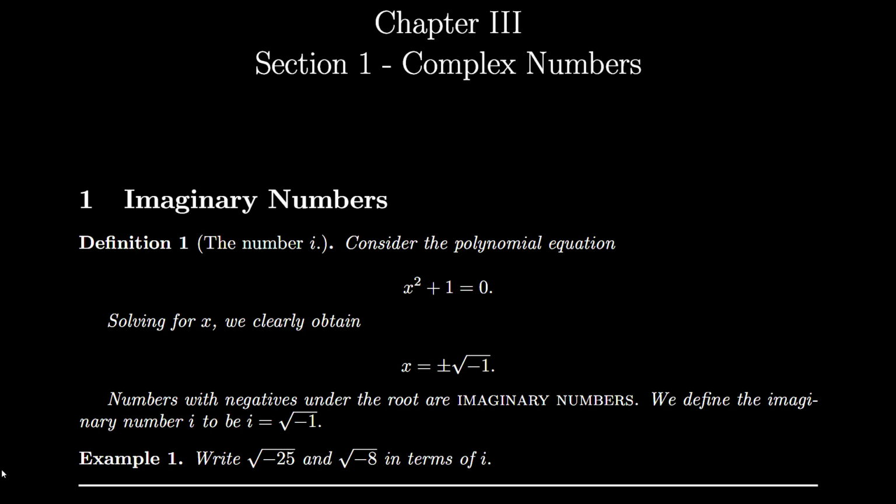And the plus or minus comes from the fact that if you plug in positive square root of negative 1 to this, you get 0. If you plug in negative square root of negative 1 to this, you get 0 because the square doesn't care about this. This has to do with function injectivity, that is, a function being 1-to-1 and all that, and that's where we get this. We say that numbers with negatives under the square roots are imaginary numbers.